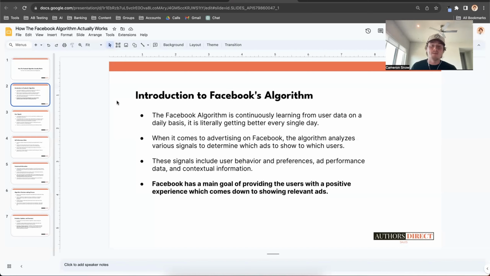Now, Facebook has a main goal of providing the users with a positive experience. That's really what it comes down to, and making sure that the ads are as relevant as possible. Because if you get an irrelevant ad, that's going to be a bad user experience. So it wants to make sure that they are relevant to what you're maybe thinking about purchasing, or to what you actually want to see in your ads to actually benefit your life.